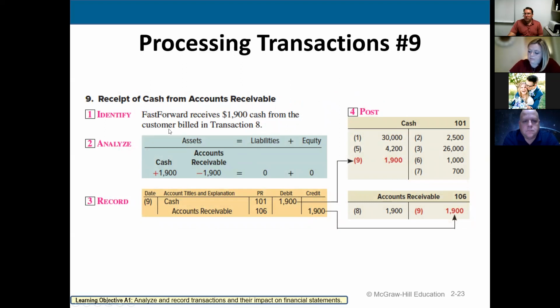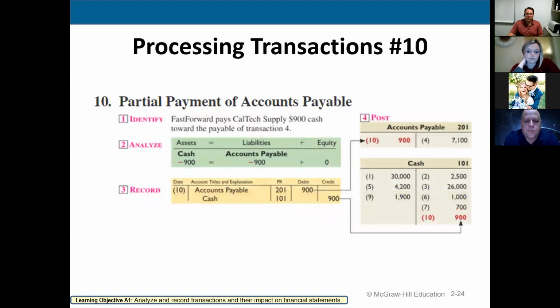Here is when someone who owes us money pays us, so receipt of cash from accounts receivable. So now we'll have our asset cash going up and our asset accounts receivable going down. It's no longer owed to us because now we've received the cash. So we'll debit cash 1,900 and credit accounts receivable 1,900.